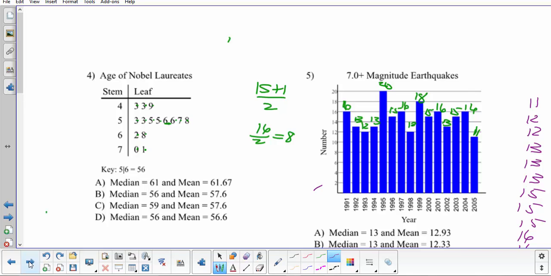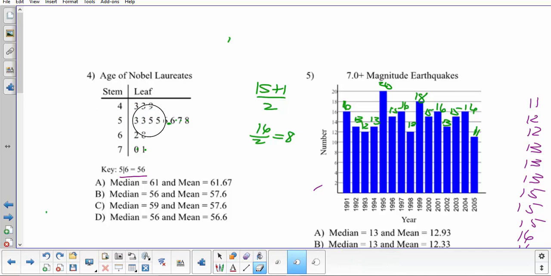Number 4 gives us a stem and leaf plot. In order to read a stem and leaf plot, we have to have a key. Down here, the key tells us 5|6 equals 56. That means that the number in the stem and the number in the leaf go together to make a 2-digit number: 43, 43, 49, 53, etc.